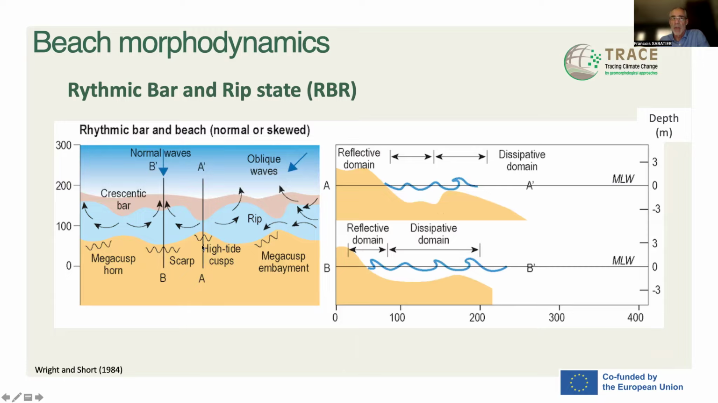Sometimes it depends on the point on the line you are looking at. Here, for example, it is this part. You'll see that you have a reflective domain close to the shoreline, but a dissipative domain before the breaking point. And if you are looking along this line, you'll see that the dissipative domain is more important concerning this part.